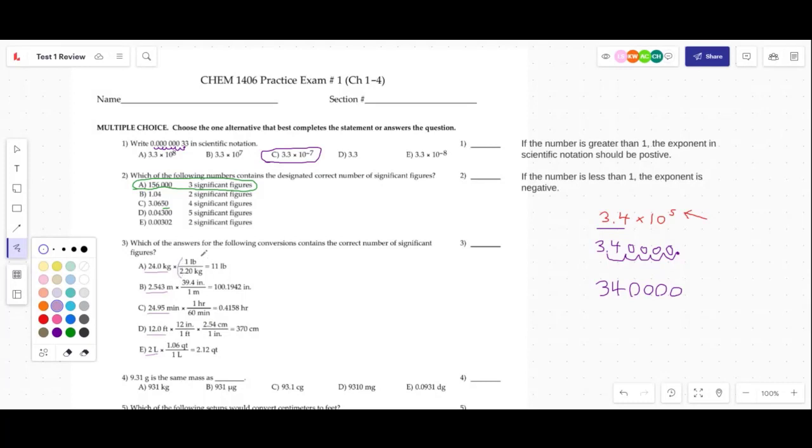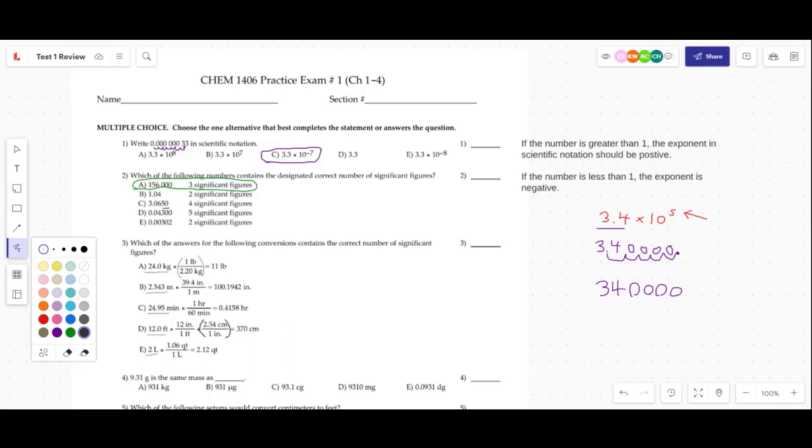This conversion factor is an estimated conversion because there are very few exact conversions between metric and English. In fact, there's only one. The only exact conversion between metric and English is this one down here. 2.54 centimeters is equal to 1 inch. It's the only exact conversion between English and metric. Every other English to metric conversion is going to be an estimated value.